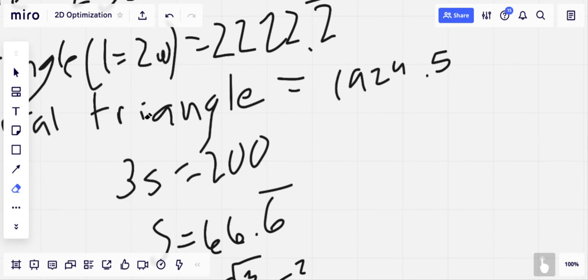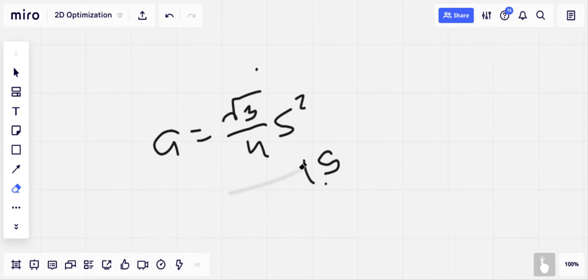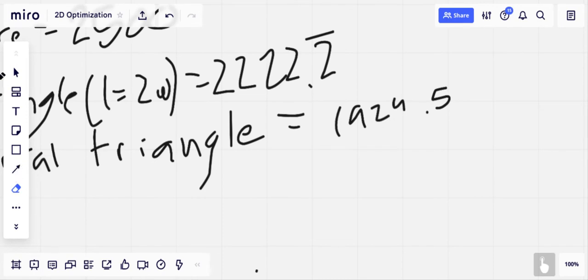So we can see from our chart here that the circle is the best, then the square, then the rectangle, and then the equilateral triangle.